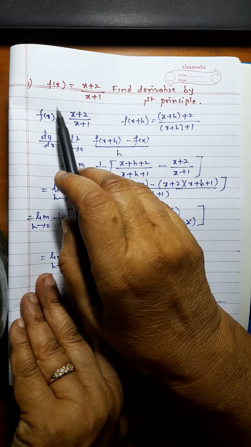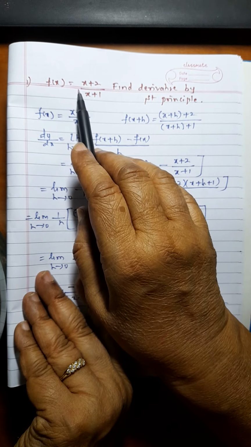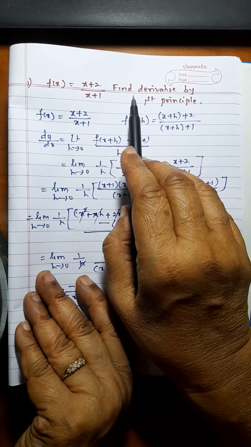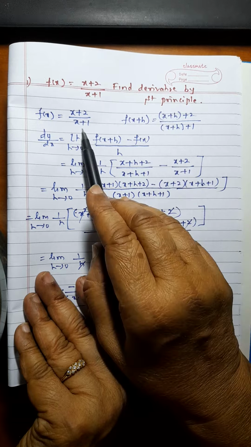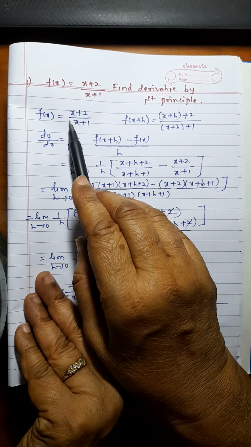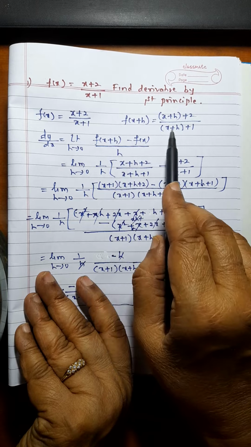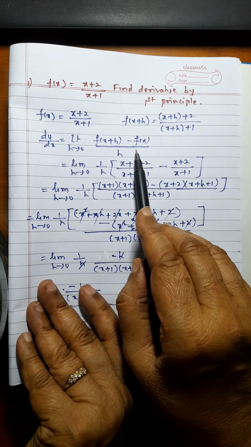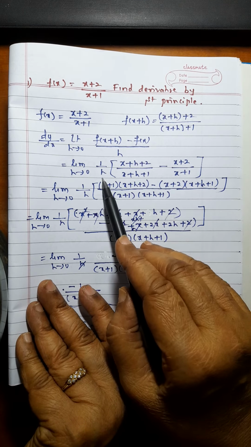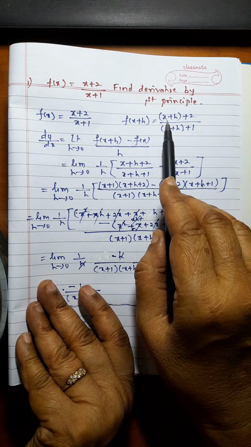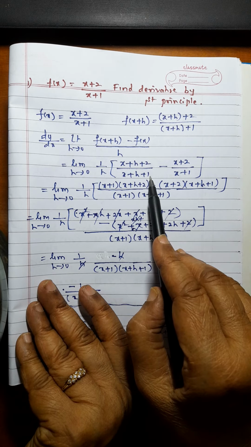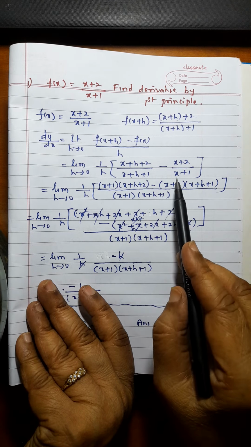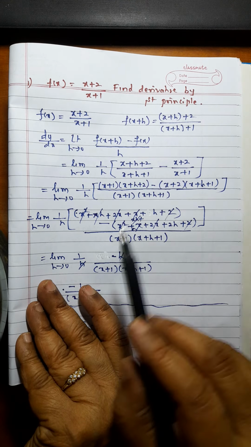One more problem from derivative by first principle. f of x is equal to, if a quotient comes, how to do it? By first principle: x plus 2 upon x plus 1, find the derivative by first principle. f of x is this. f of x plus h: replace x by x plus h here. So you will get the formula here, substitute. It will be 1 upon h outside. This will be x plus h plus 2 upon x plus h plus 1 minus this. Take LCM, this into this minus this into this.